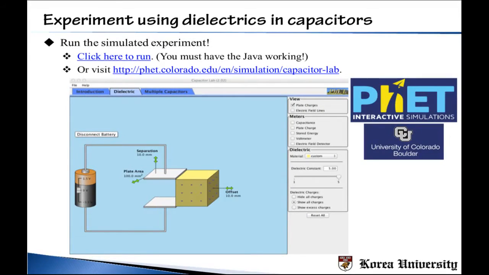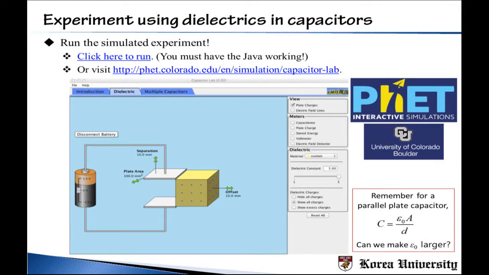Okay, then we will go back to this simulated experiment and then discuss the effect of dielectrics, or dielectric materials. So I think you are not quite familiar with dielectrics, so I will explain it very soon. And the reason why we discuss these dielectrics is the following.